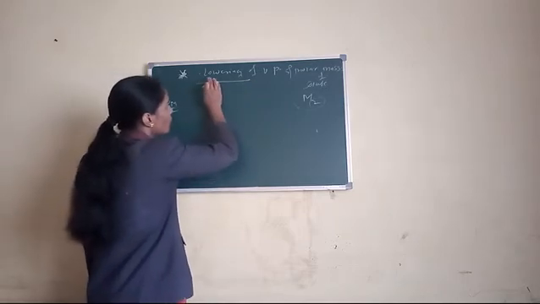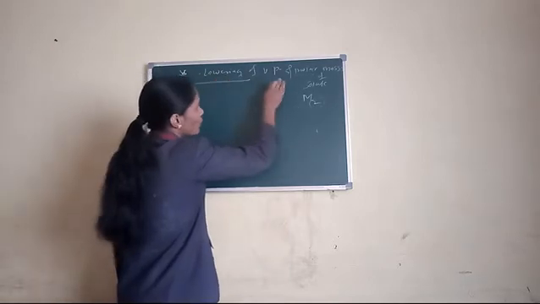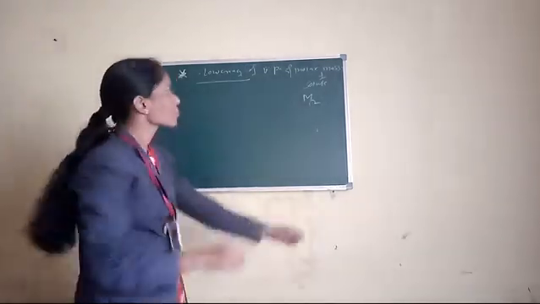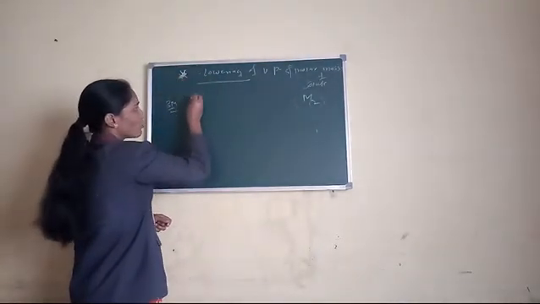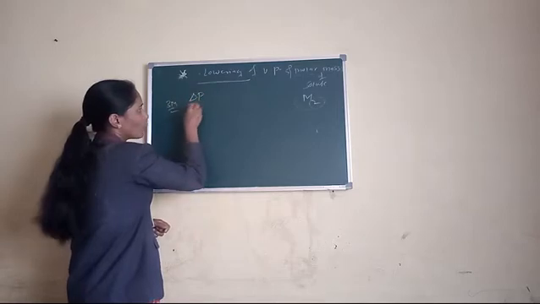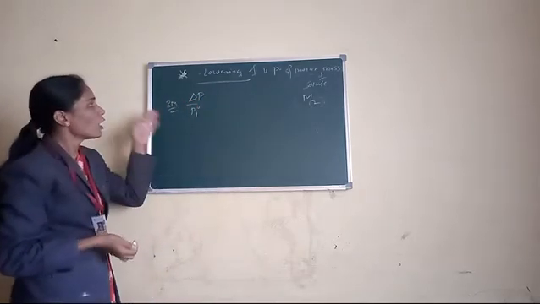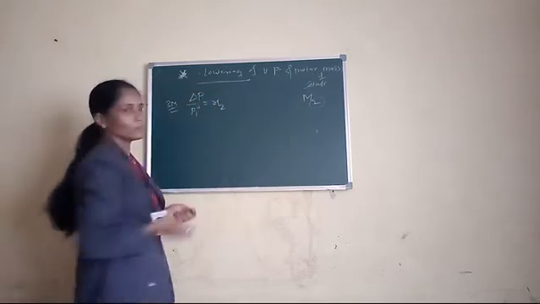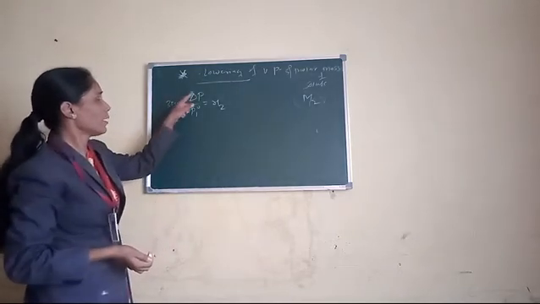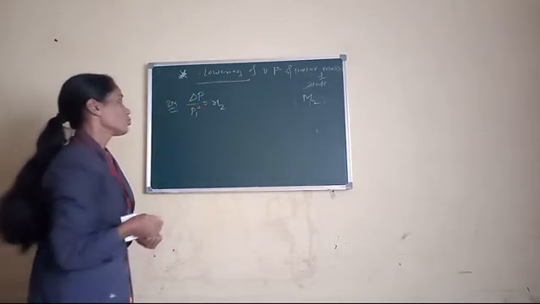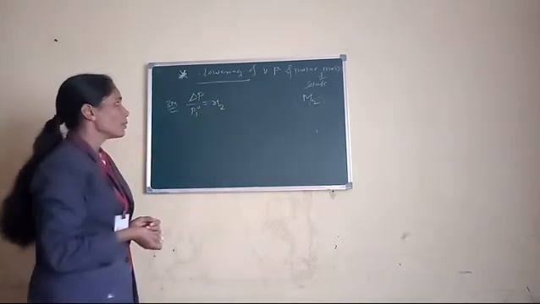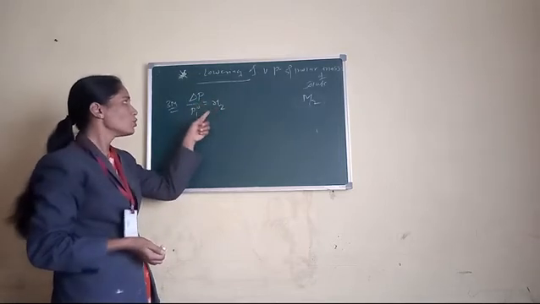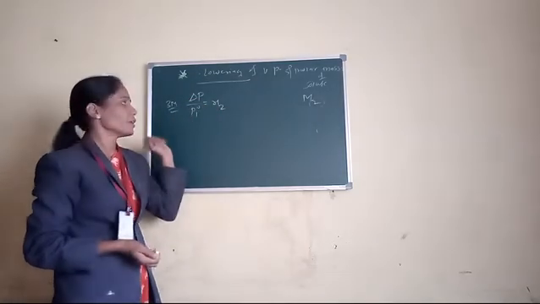In this topic, lowering of vapor pressure and molar mass of solute, the relative lowering of vapor pressure, delta P upon P1 naught, we already discussed in the last topic, is equal to X2. X2 is the mole fraction of solute, so the relative lowering of vapor pressure depends on the amount of solute. Due to this, delta P is a colligative property.